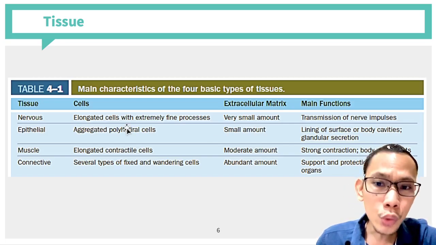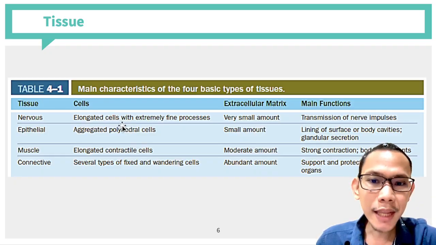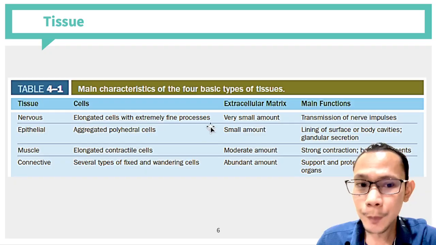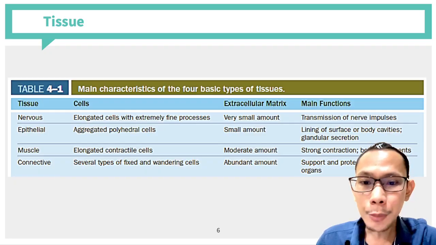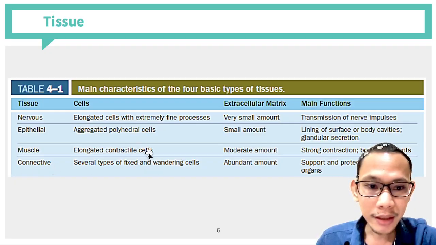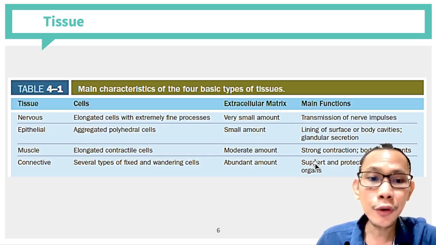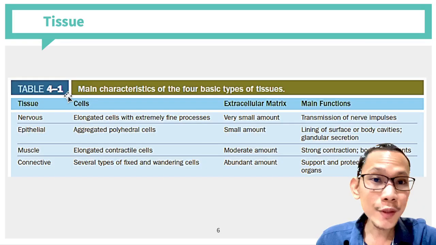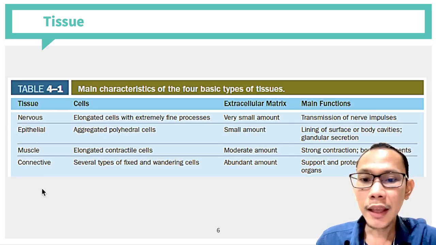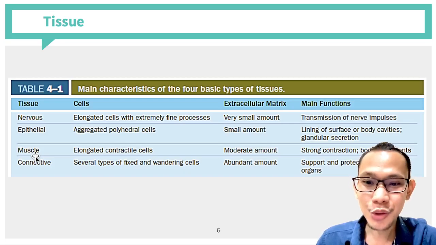How about the two other tissues? Nervous tissue has elongated cells with extremely fine processes, and of course, since this is nervous tissue, it is important for the transmission of nerve impulses. Muscle has elongated contractile cells, and this is for strong contraction and body movements. Again, our focus for today is epithelial tissue and some parts of connective tissue, specifically adipose tissue.